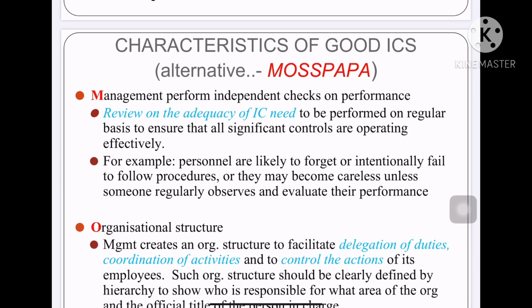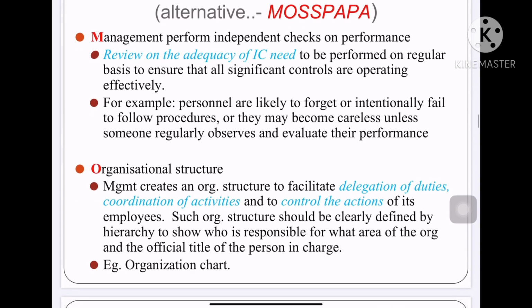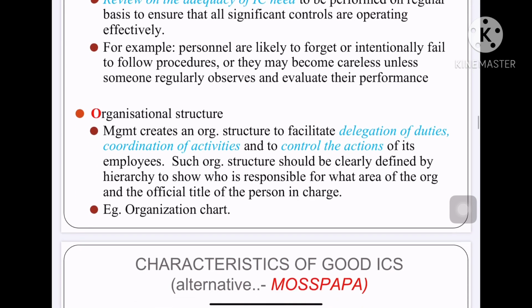Alright, so for example, personnel are likely to forget or intentionally fail to follow procedures, or they may become careless unless someone regularly observes and evaluates their performance. It means that sometimes they don't want to follow the rules, and sometimes they are careless and so on. So this is also something they have to watch.